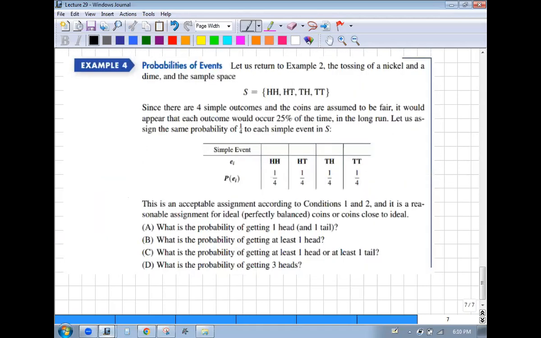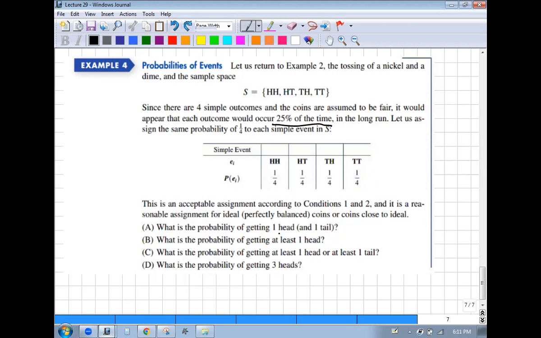So you can get heads-heads, heads-tails, tails-heads, and tails-tails, and these are different because the first one is the nickel and the second one is the dime. So getting heads on the nickel is different than getting heads on the dime. There are 4 simple outcomes, and the coins are assumed to be fair. It would appear that each outcome would occur 25% of the time. So here we set up our probability sample space. We assign each one 25%. This is an acceptable assignment because they add up to 1, and each number is between 0 and 1. It's reasonable because we're assuming they're perfectly balanced coins.